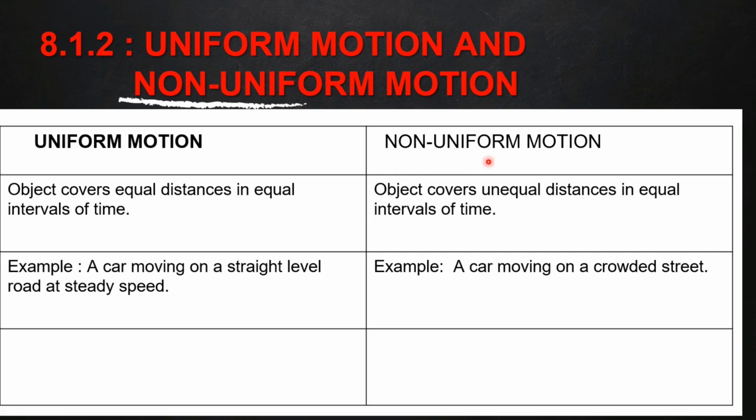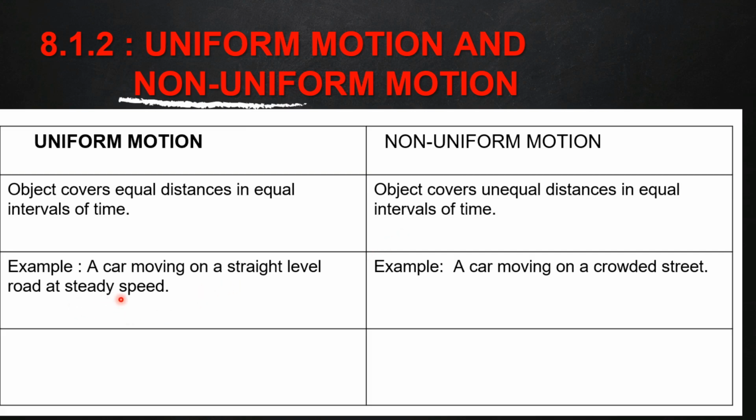What do you mean by non-uniform motion? Object covers unequal distance in equal interval of time. Suppose for 1 hour it travels 50 km. For the next hour it travels only 25 km. So it is not traveling uniformly and it is traveling non-uniformly.